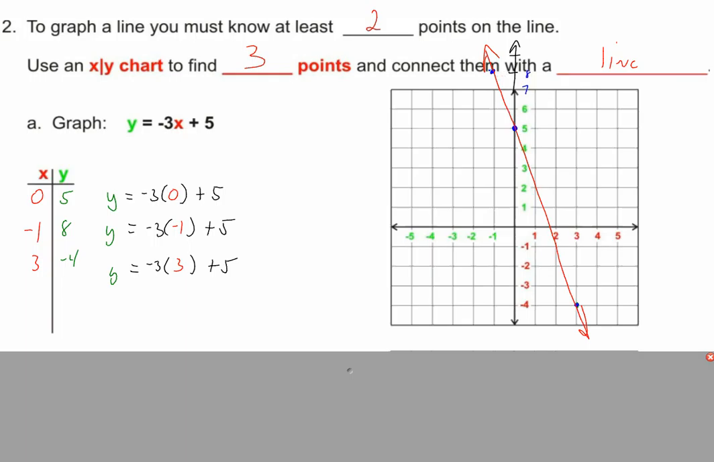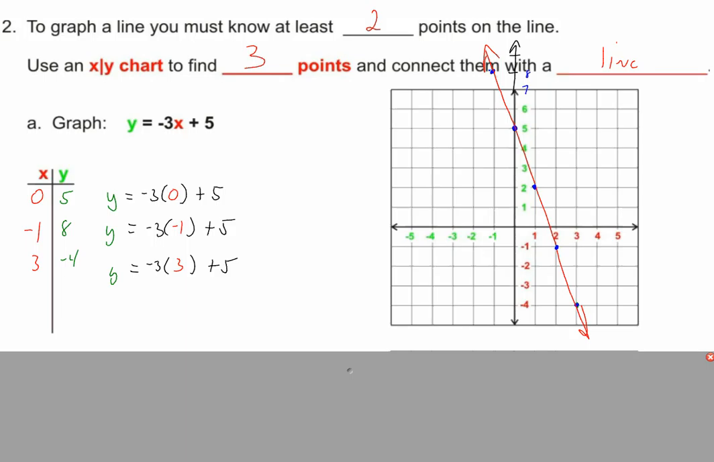Now, if they didn't, what would you do? Go back and check all 3 of your points. You don't know which one would be wrong. So if they don't line up, you're going to have to go back and check. By the way, if we would have used 1, I think we would have gotten 2. And if we would have used 2, I think we would have gotten negative 1. Okay? Because again, they'd have to be on the line, yes?